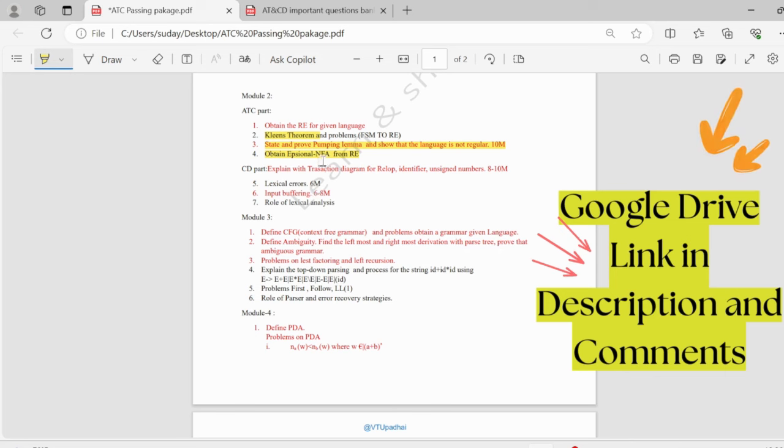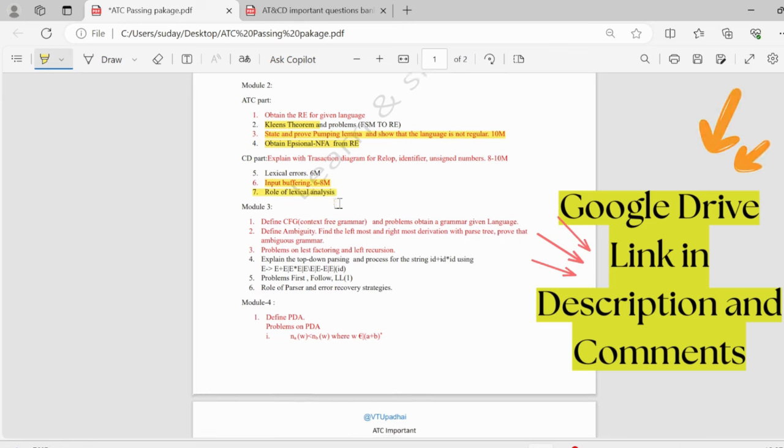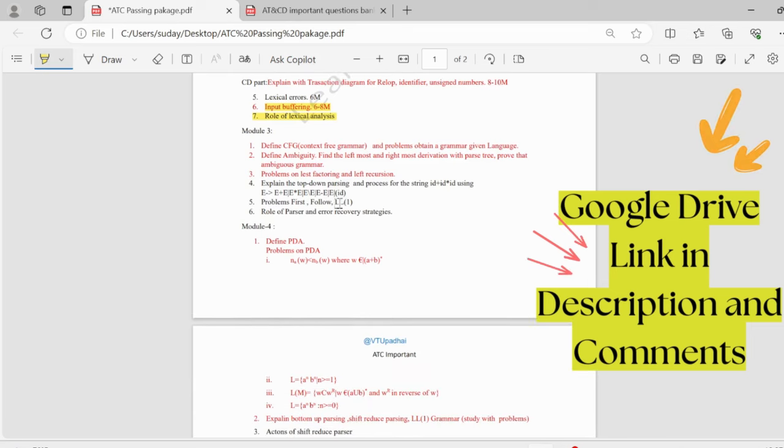Coming to the CD part, we have transition diagrams for identifiers, unsigned numbers, and all. Along with that, we have input buffering and the role of the lexical analyzer. So these are the important parts of the compiler design topic.